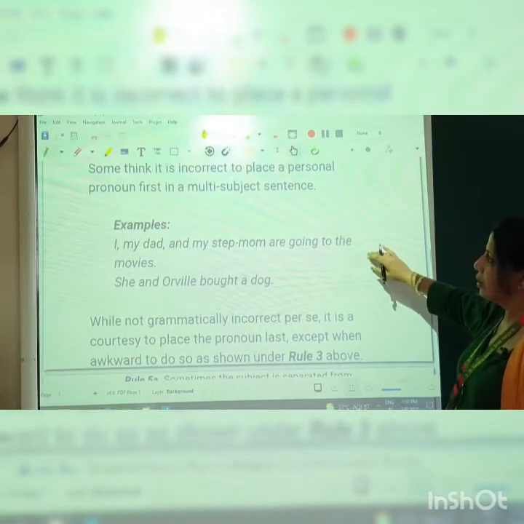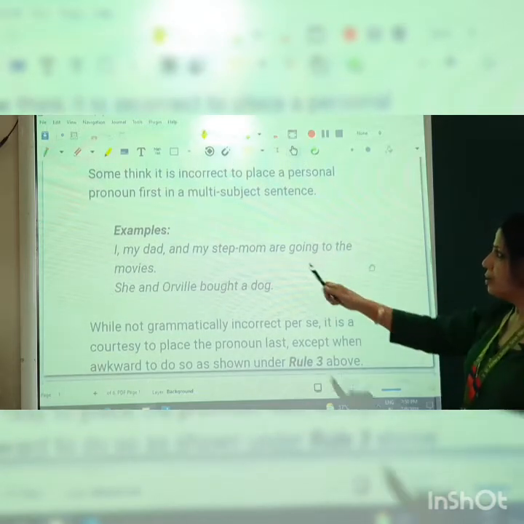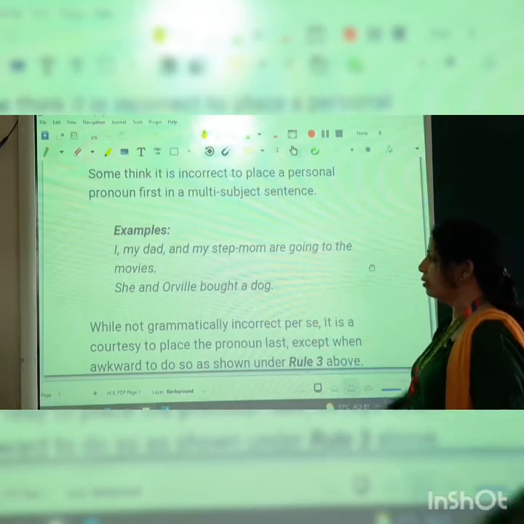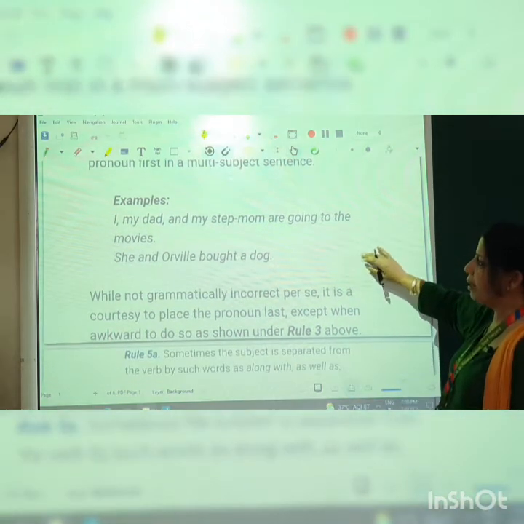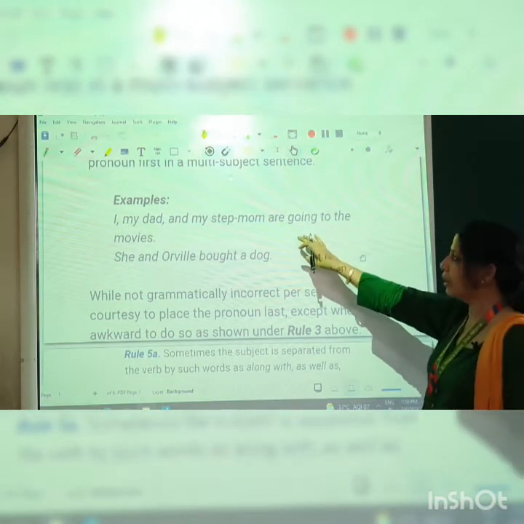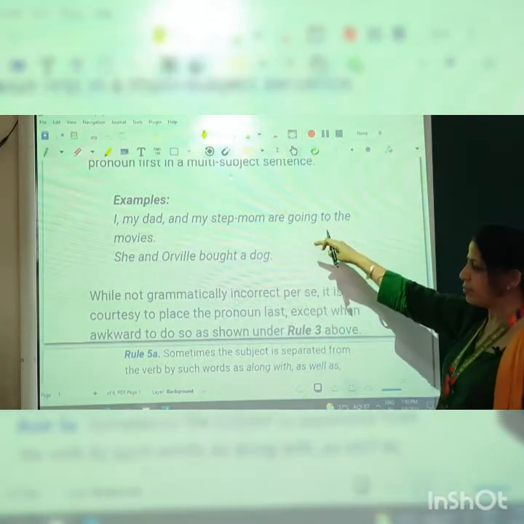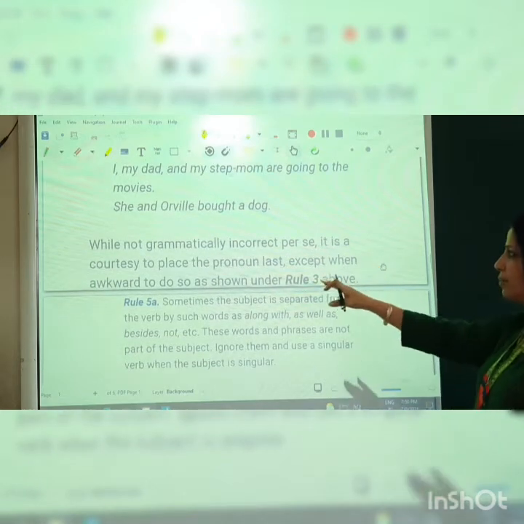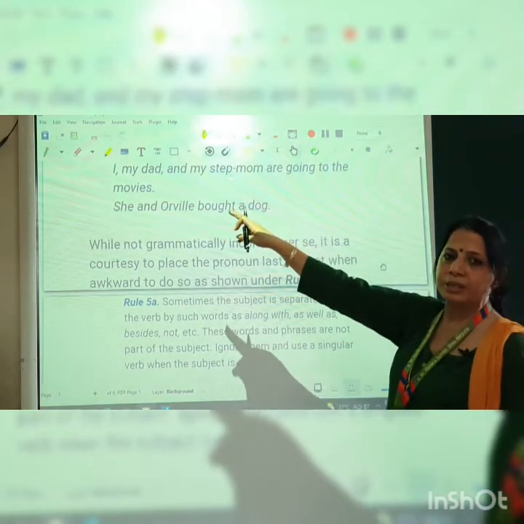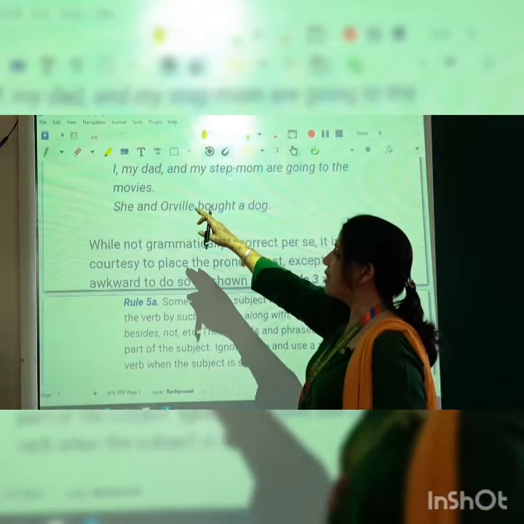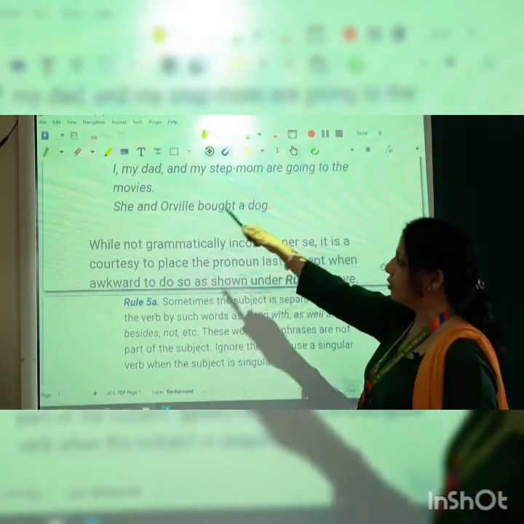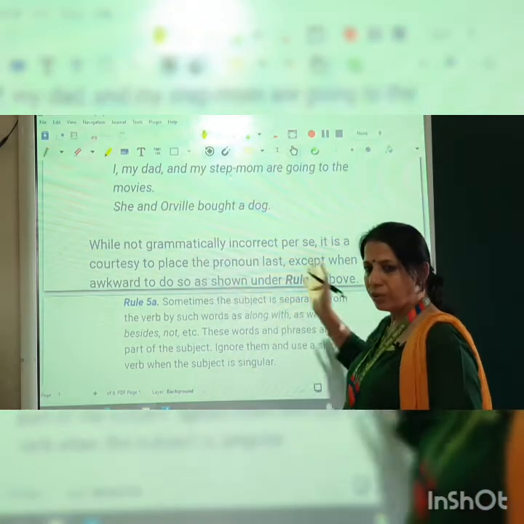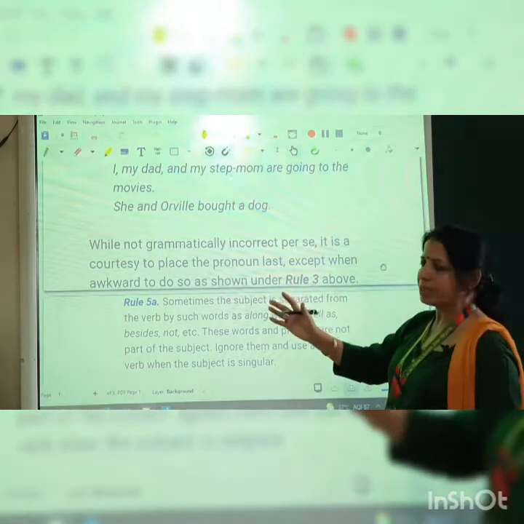Now, here there is another thing. I, my dad and my stepmom are going to the movies. Here again, there are 3 different subjects. While not grammatically incorrect per se, it is courtesy to place the pronoun last. Pronoun I is actually taken first here. Generally we say my dad and my stepmom and I. The pronoun is generally used afterwards, after the main subjects.